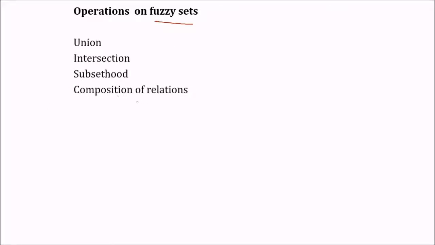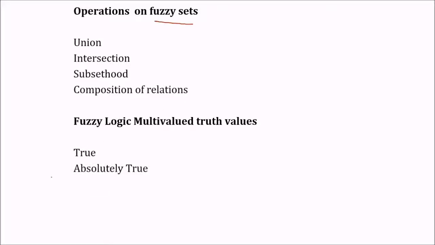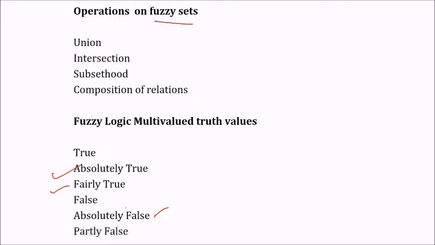Operations on fuzzy sets: you can apply union on a fuzzy set. Fuzzy logic is by itself another mathematics which deals with values in between the mathematical values: union, intersection, subsethood, composition of relationship. In fuzzy logic, there are multi-valued truth values. Now, true and false, but fuzzy can be absolutely true, fairly true, and then false. Also absolutely true, or partially true.